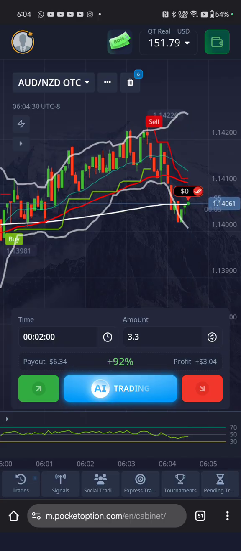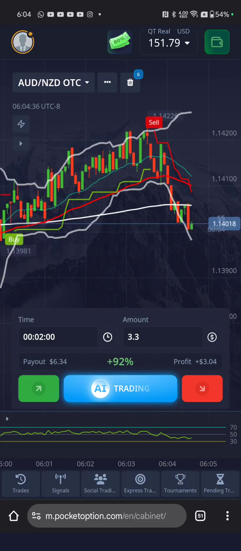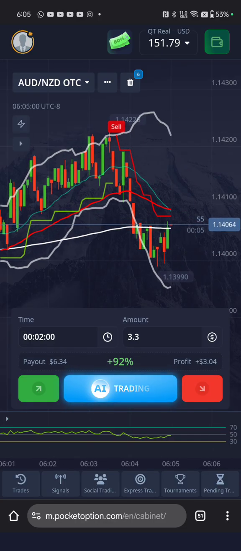Remember, the most important thing about trading is taking small risks over and over when the probability of winning the trade is likely. So there was a high probability of winning, and we lost that trade. So we were at $154. Now we're at 151. So we can't afford to lose a lot of them.